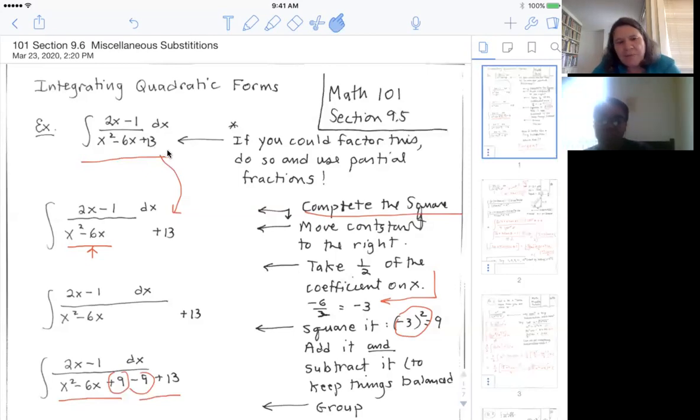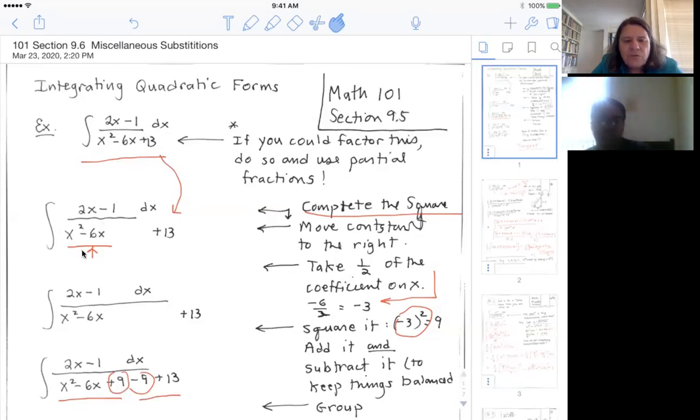So here's what's going to happen. We're going to make this change forms. We're going to, first of all, move that 13 out of the way. It's still down there, but we're going to move it out of the way. And then we're going to complete the square on these first 2 terms. It's just a cookbook recipe for making a perfect square.